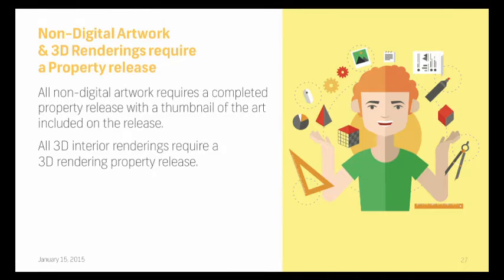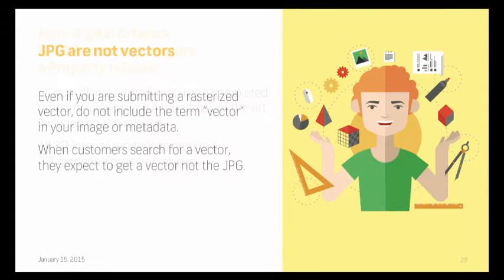Okay, so let's talk a little bit about property releases. For non-digital artwork, as well as 3D interior renderings, you have to submit a property release. All non-digital artwork will require a completed property release with a thumbnail of the artwork attached to the release. And if you're submitting a 3D interior rendering, and this is just 3D interior renderings, you'll need to submit a 3D interior rendering release. Definitely check out the site for more details about that. Check out the blog, excuse me. We have a whole article about 3D interior renderings there.